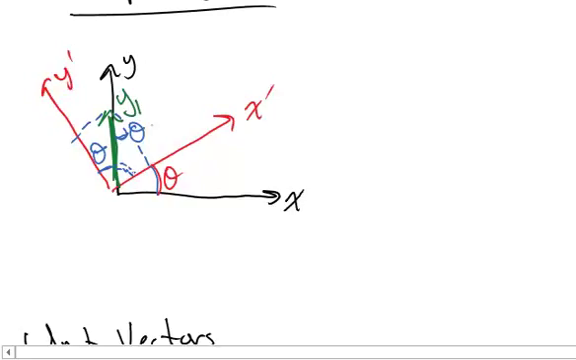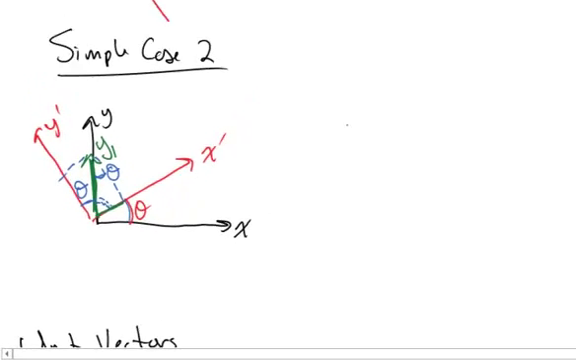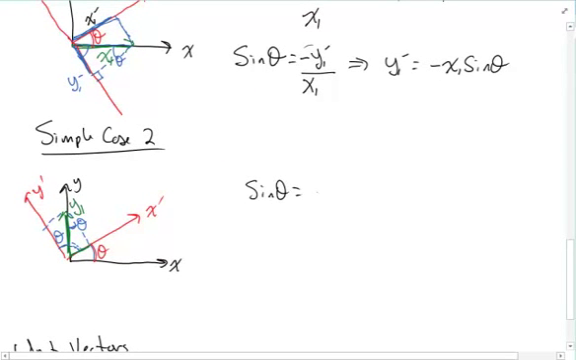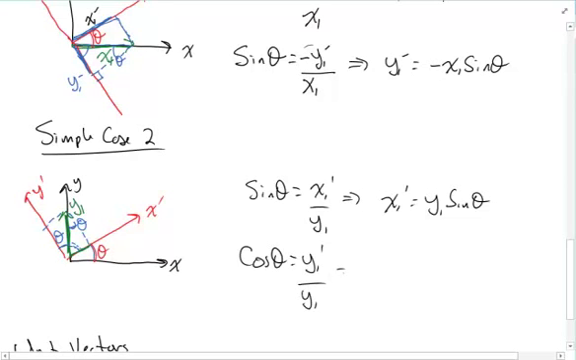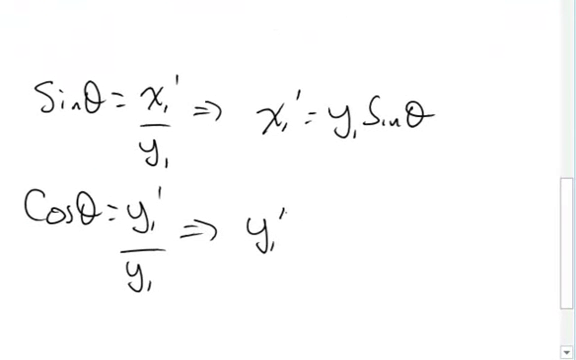So, the x component is opposite the angle, which means that sine of theta is x1 prime over y1, or x1 prime is equal to y1 sine theta. Looking at the y component, the angle is adjacent to the y1 prime component, so cosine theta is y1 prime over y1. Therefore, I have that y1 prime is equal to y1 cos theta.